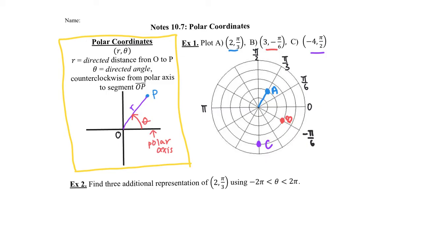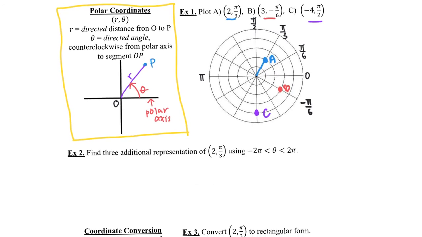Now, each of these ordered pairs for the polar coordinates are not unique. For example, for C, I could have also called this one positive 4 comma 3 pi over 2, and that would have been the same exact point in the polar plane. Because each polar coordinate is not unique, I could find a different representation for each point.